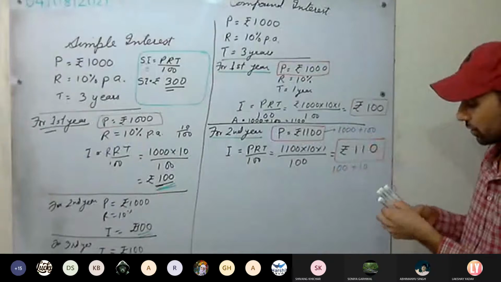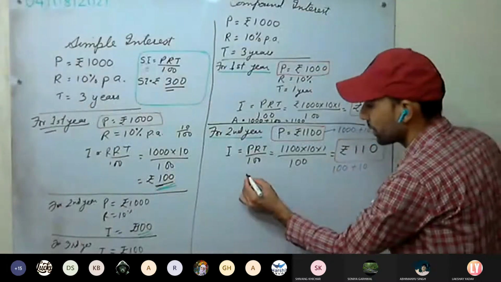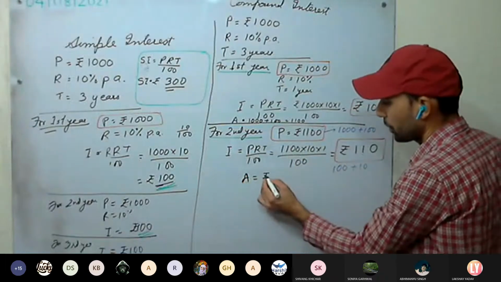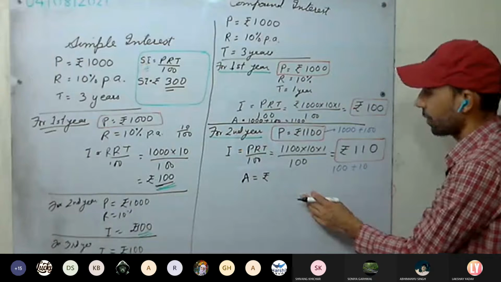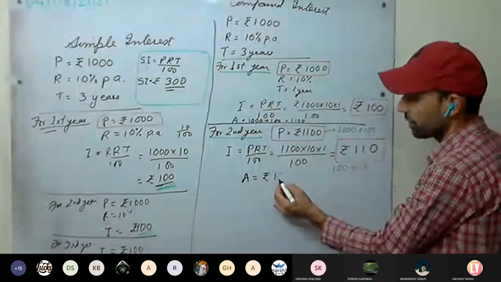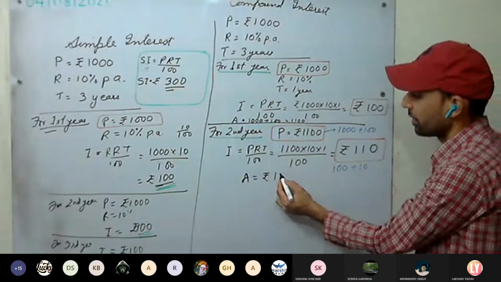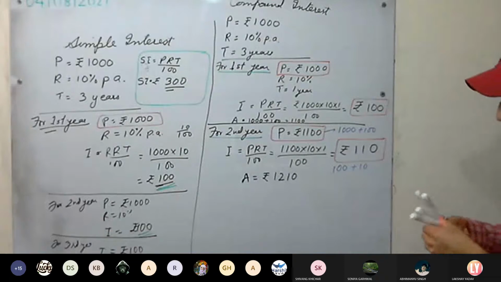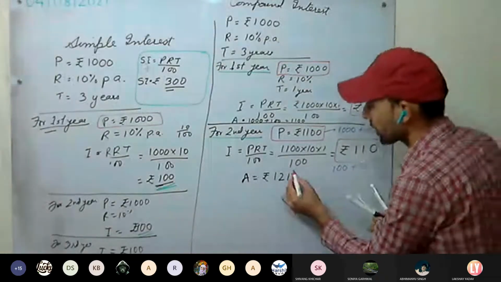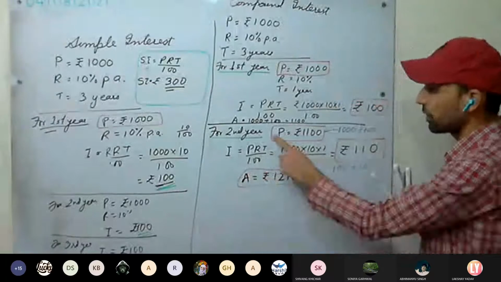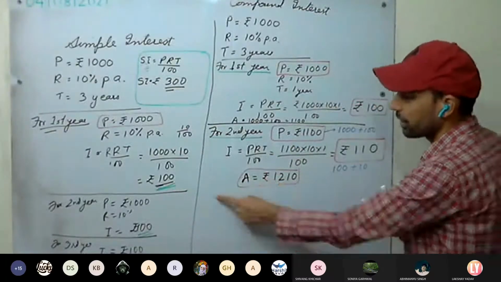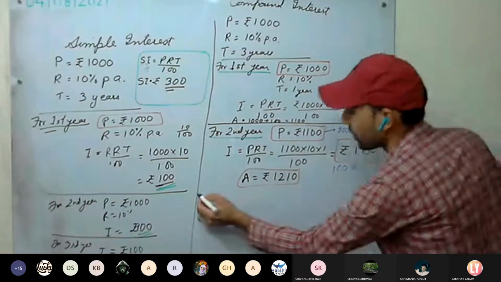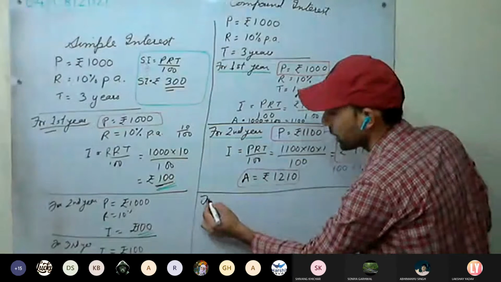Okay. Now for the next year. This time, what will be the amount? Principal plus interest. How much will it be? Add them. 1,100 plus 110 is 1,210. So this time the amount is this much. And this amount after the second year, after 2 years, will be the principal for the third year. Okay, black pen. Now for the third year.